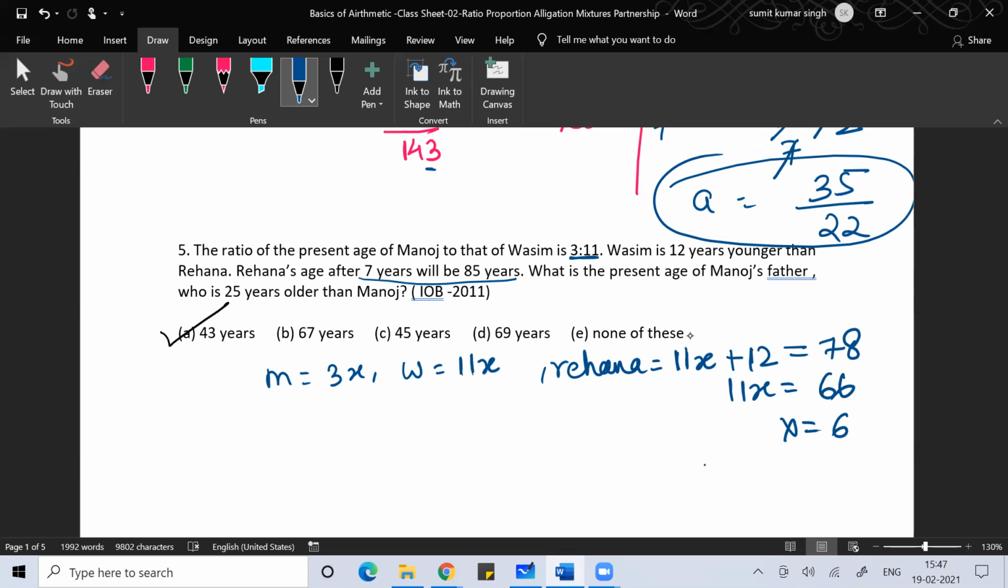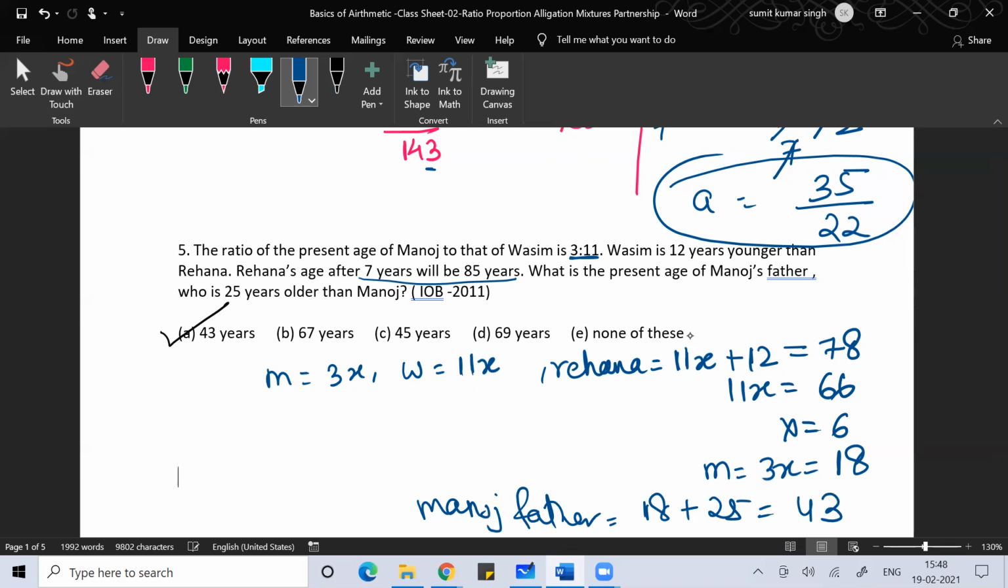So Manoj's age is 3x, which means 3 into 6, that is 18. Manoj's age is now 18. What is the present age of Manoj's father, who is 25 years older than Manoj? His age would be 18 plus 25, which is 43 years. Clear, everyone?